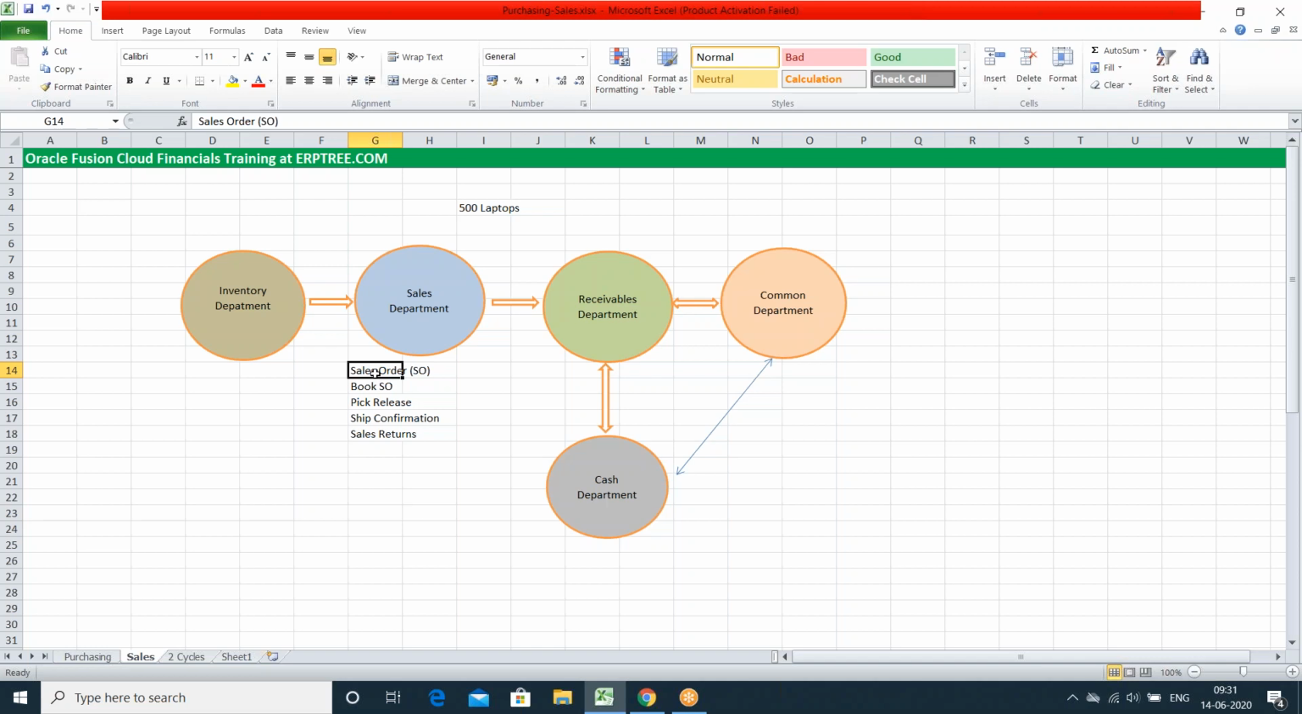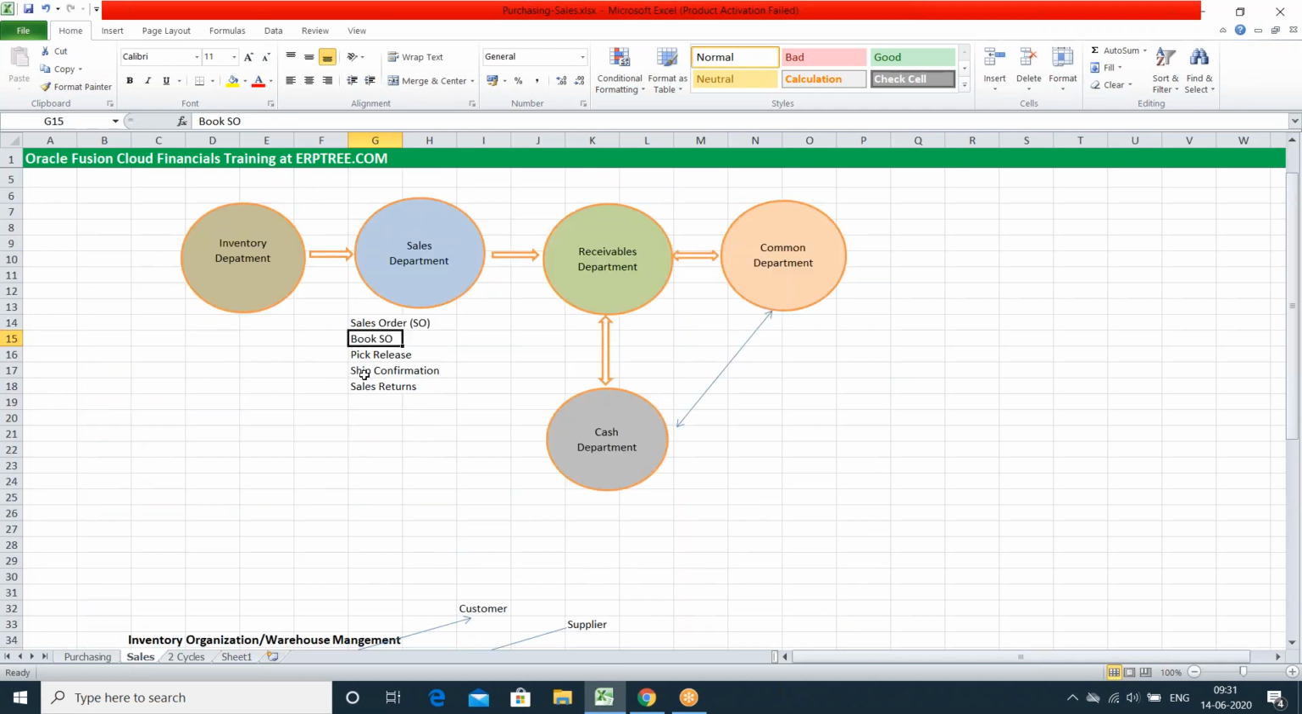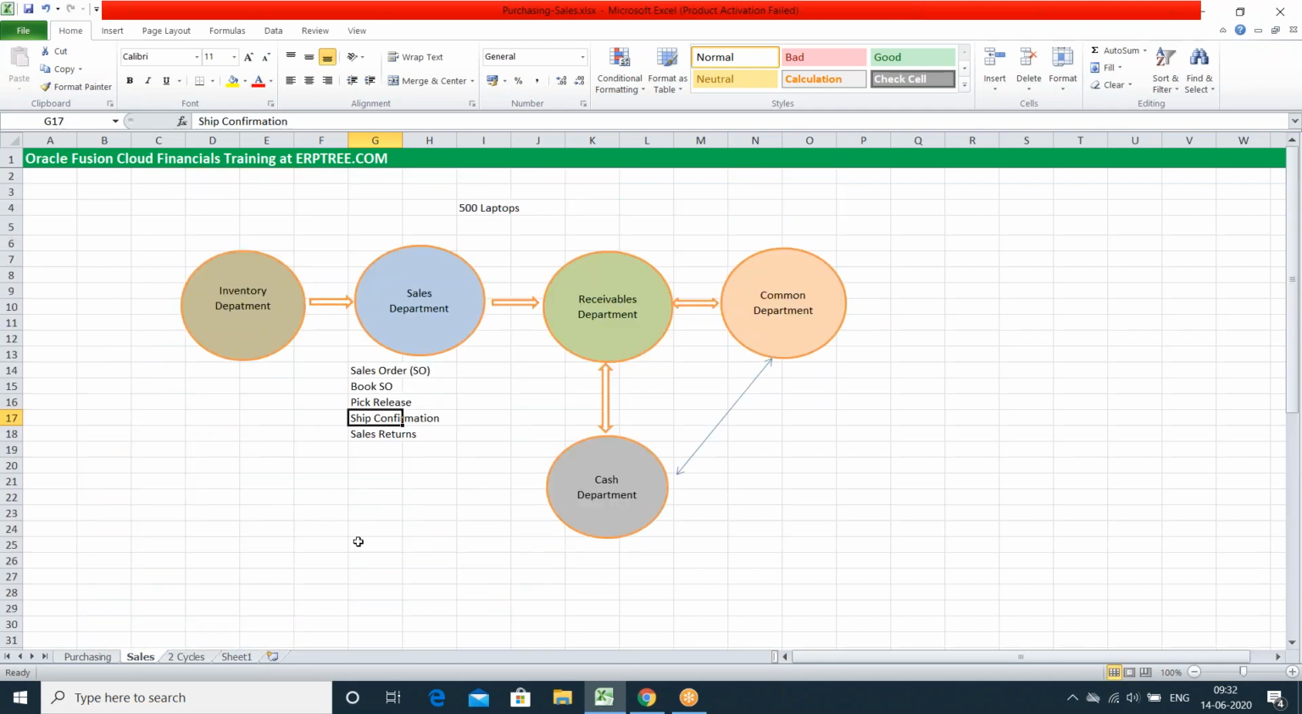When they get an order from the customers, they record it as a sales order, and based on the stock availability or supply possibilities, they can book the sales order. Whenever the inventory department moves the material from sub-inventory to staging, they'll track in their books as quick release already completed. Whenever inventory moves the material from our organization to the customer organization, they'll capture in their books that ship confirmation is done. And any returns from the customer, they'll record as sales returns. That is the responsibility of the sales department, and they're always in touch with the inventory department with respect to stock availability.